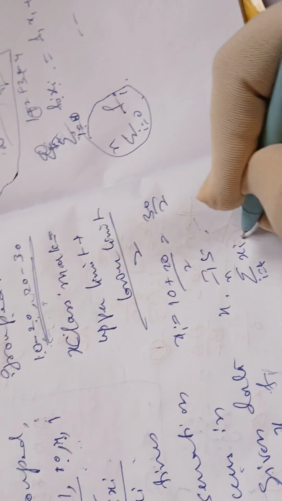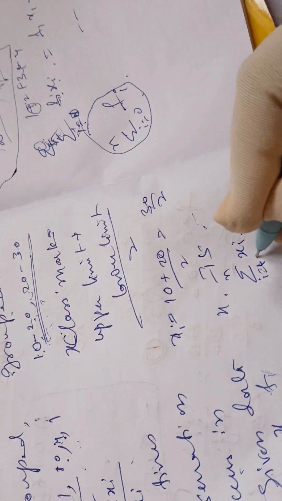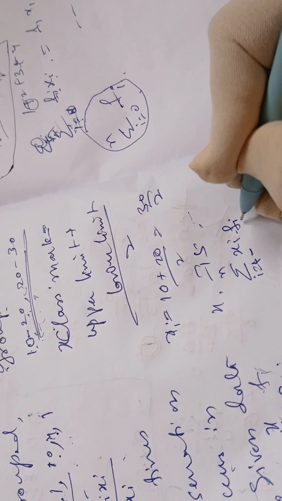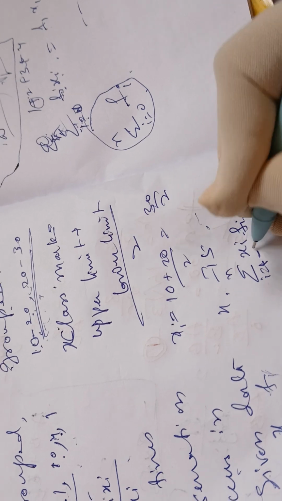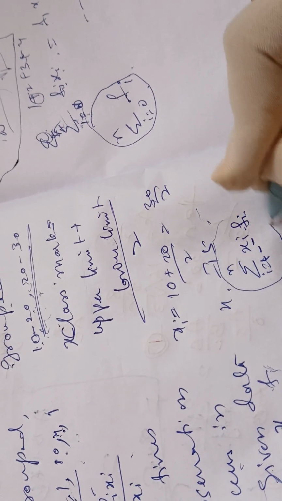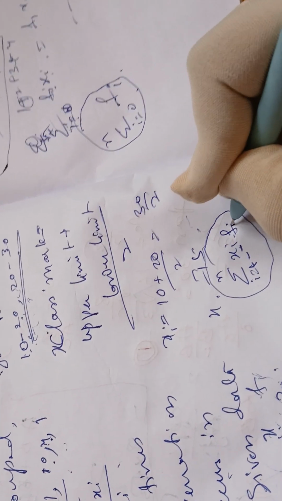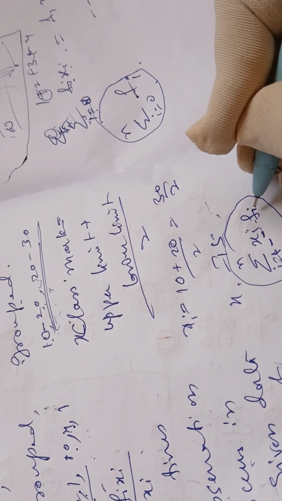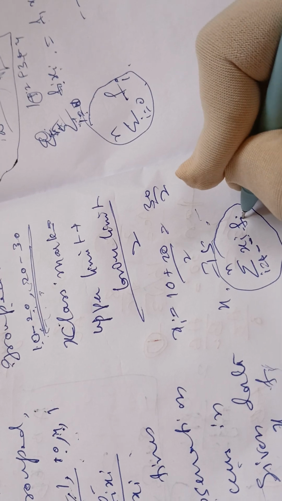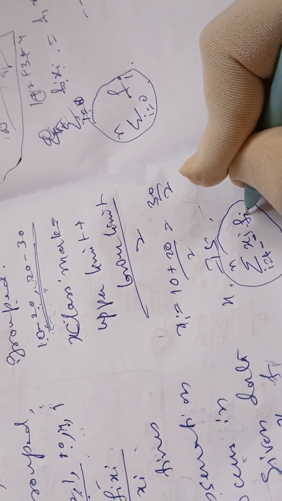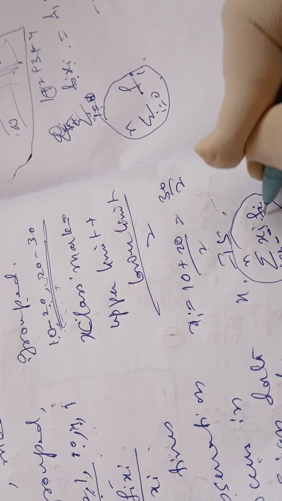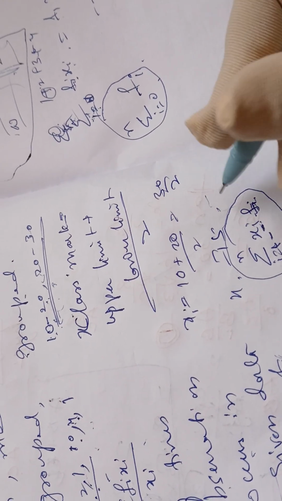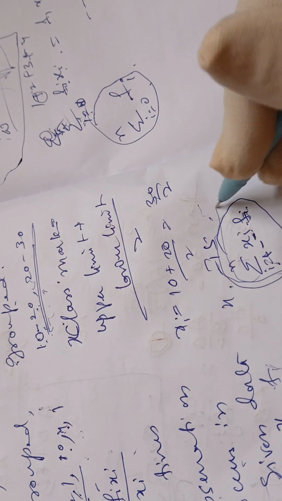One more thing: for this xi, the fi is given. So fi is given in your problems. The fi will be given, xi we have to find out, and we will write the product of fi and xi, for each individual class. We multiply it with the given frequency, the number of repetitions of that occurrence. So that will be the product. Multiply both, and after multiplying, add all the values, that will give you the summation.